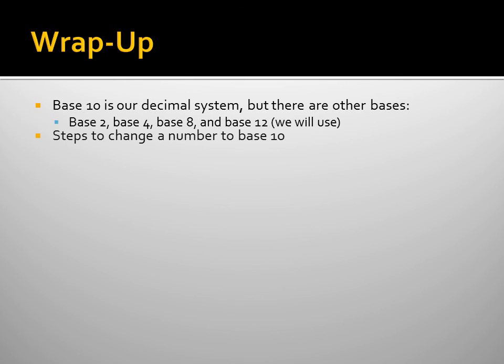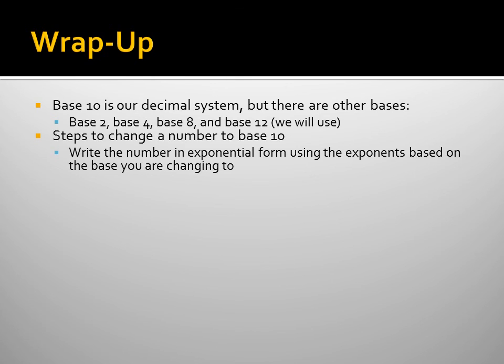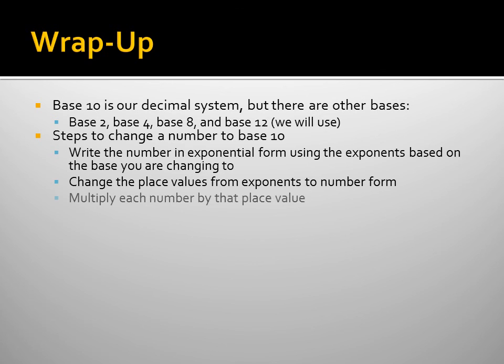We learned that the steps to change a number to base 10 are: first, write the number in exponential form using the exponents based on the base you are changing from. So if you're changing from base 4, you're going to write in exponential form using 4 to the third, 4 to the second, 4 to the first, and 4 to the 0. Then change the place values from exponents to number form. So for instance, you'll change 4 to the second power to 16. Then multiply each number by that place value and then add the numbers together, and this will be your number in base 10.